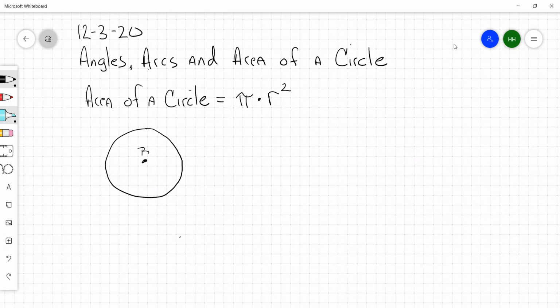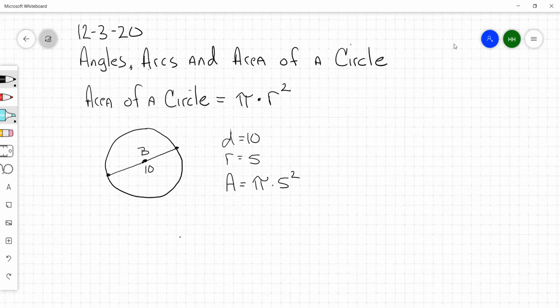So if we have circle B and we get a line through the center, or a segment through the center, which is a chord, and that chord that goes through the center is 10 units long, this 10 represents our diameter. All right? So if the diameter is equal to 10, then what's the radius equal to? That's 5. Good. So the area is equal to pi times 5 squared.